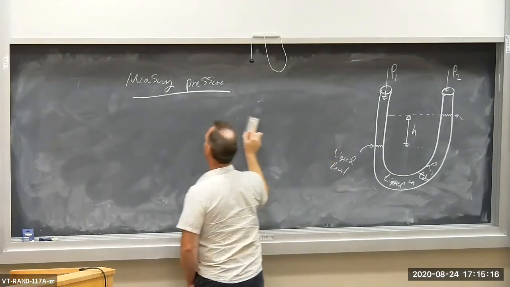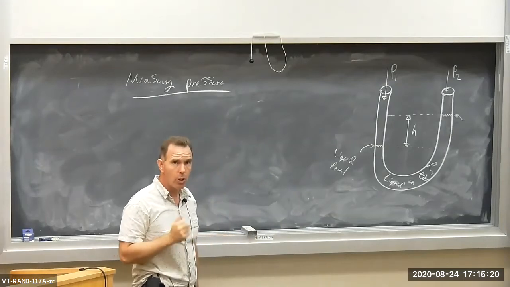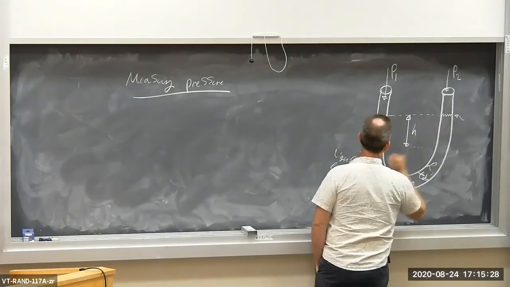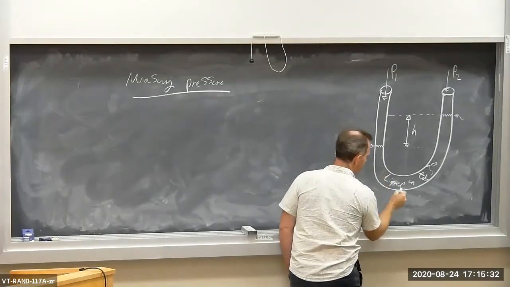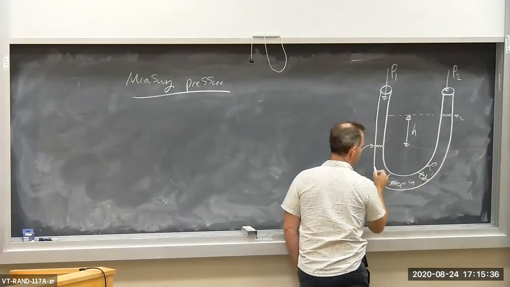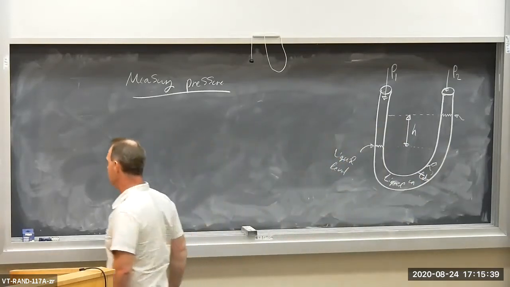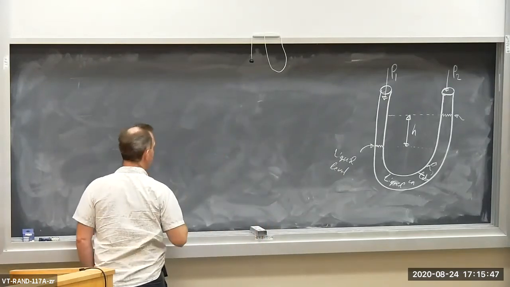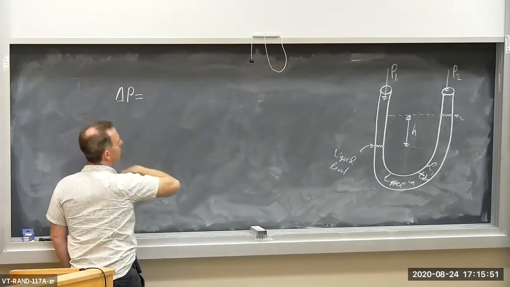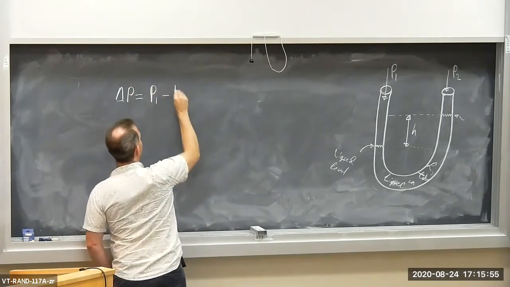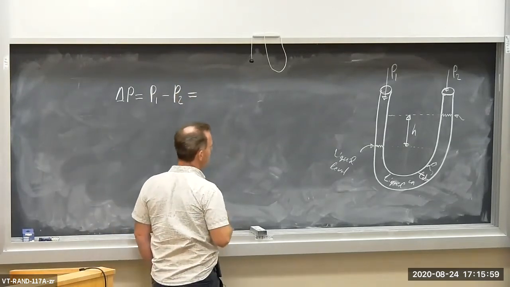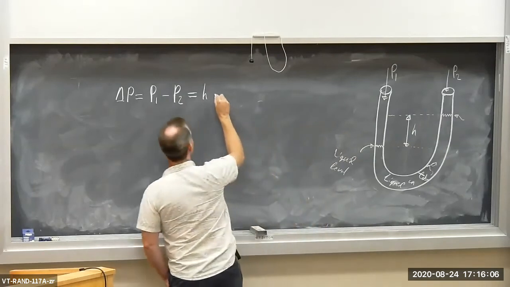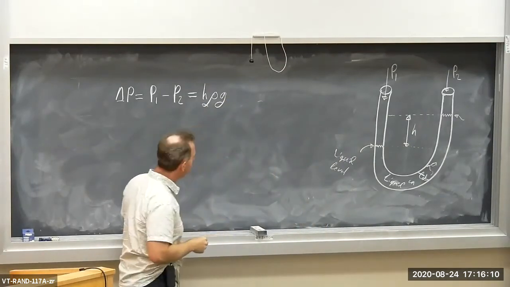Doing a simple force balance on this manometer. It's called a U-tube manometer. Simple force balance on the fluid column. Taking the fluid as my system, doing a simple force balance in the y direction, I come up with a simple equation relating pressures and the height h. Delta P, which is equal to P1 minus P2, is equal to the height h times the density of the fluid rho times the gravitational acceleration g.